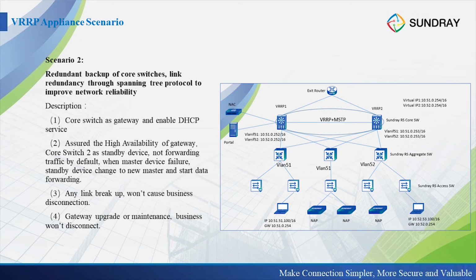Scenario 2 for the VRRP is to make a redundant backup for the core switch. The link redundancy through spanning tree protocol improves the network reliability. For this one, it's to combine the VRRP and the MSTP protocol, combining these two protocols together to make it redundant and to improve the network reliability.